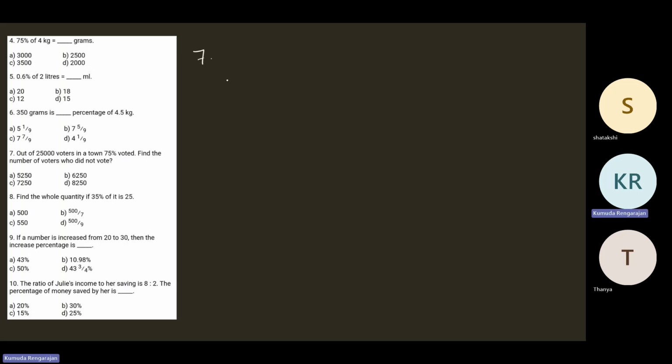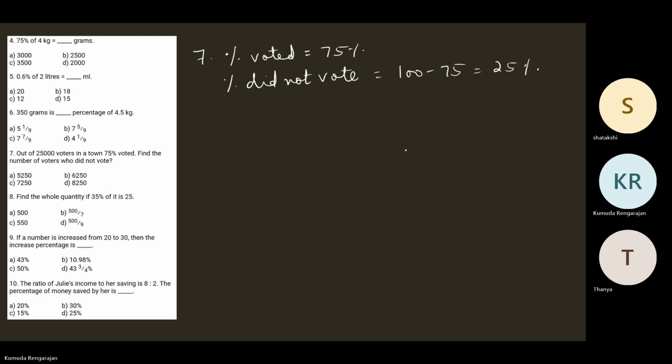Seventh one. Out of 25,000 voters in a town, 75% voted. Find the number of voters who did not vote. So percentage voted is equal to 75%. So percentage did not vote is equal to 100 minus 75, 25%. So 25% did not vote.